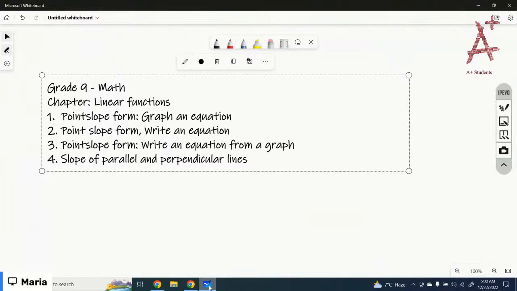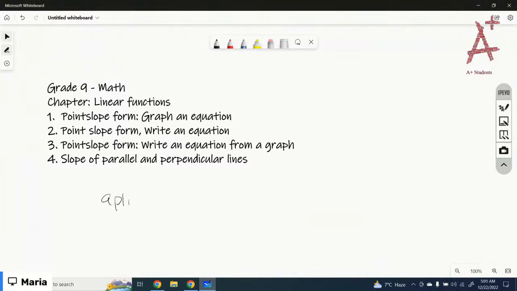So we're going to start with grade 9 maths. You can find all the lessons on aplusstudents.com. You have to log in there using your email address and the password provided by the administrator. Then you have to select math from the subject tab. Scroll down to grade 9 maths. There you can find the list of the chapters.